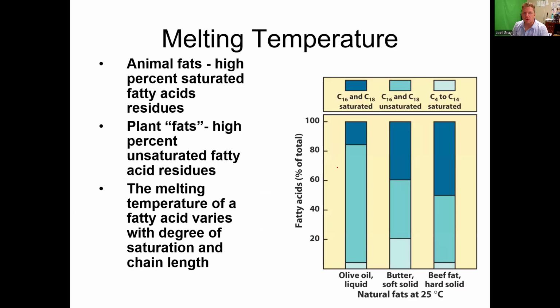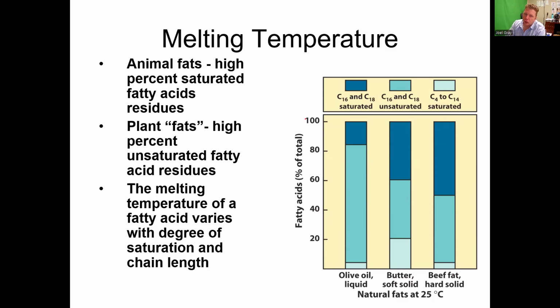Now, the melting temperature of fatty acids between different types of fats. So animal fats have a high percentage of saturated fatty acid residues. Plant fats have a high percentage of unsaturated fatty acid residues. The melting temperature of a fatty acid varies with degree of saturation and chain length. So this is not too far from what we've previously said.